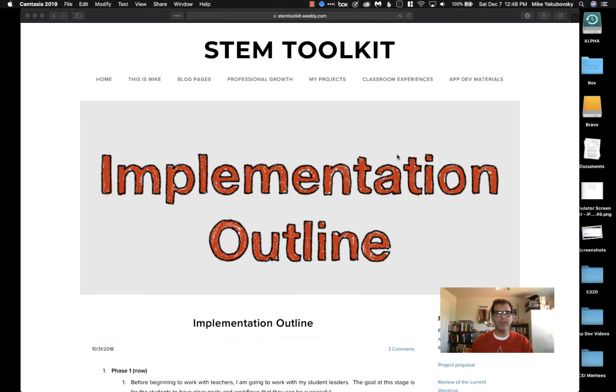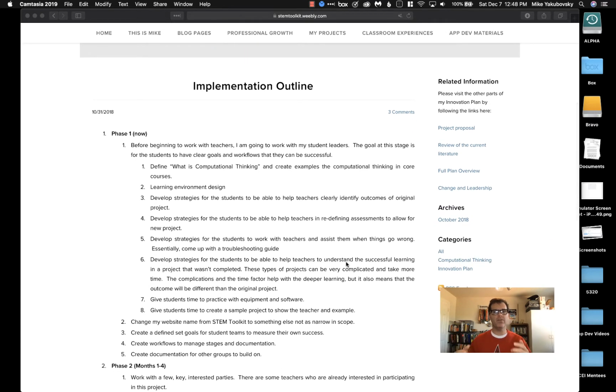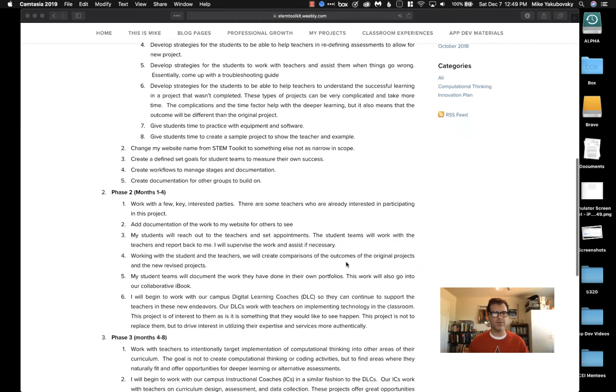I want to take a quick moment and talk about where I started with my project and what I was looking at and how it started. So we want to get into computational thinking, defining that, developing some strategies, and really putting some things together to start down this road. That was the very first part of it.